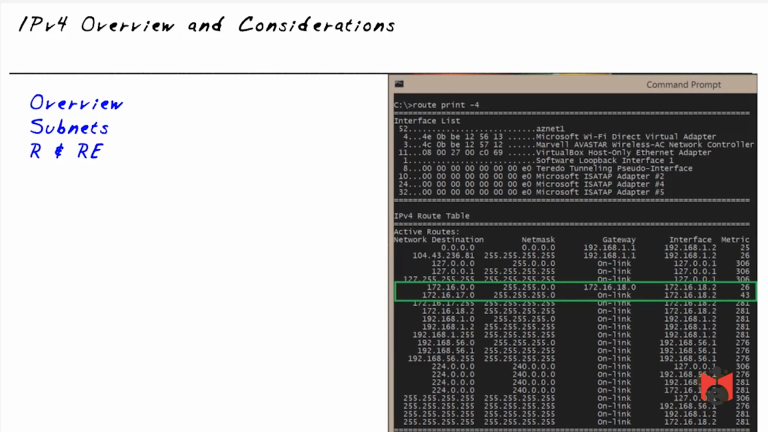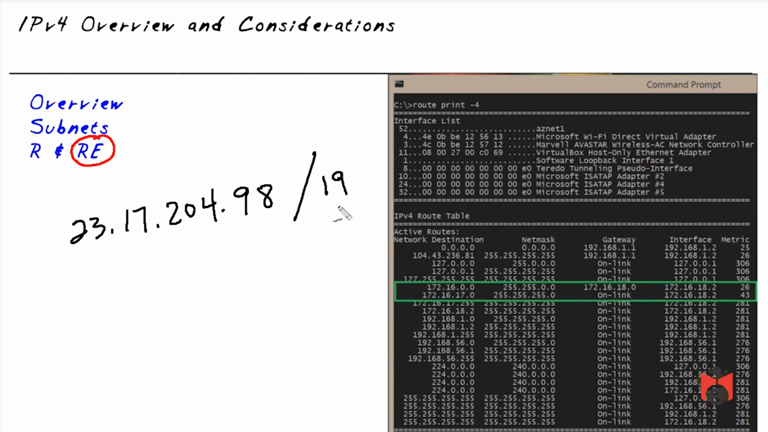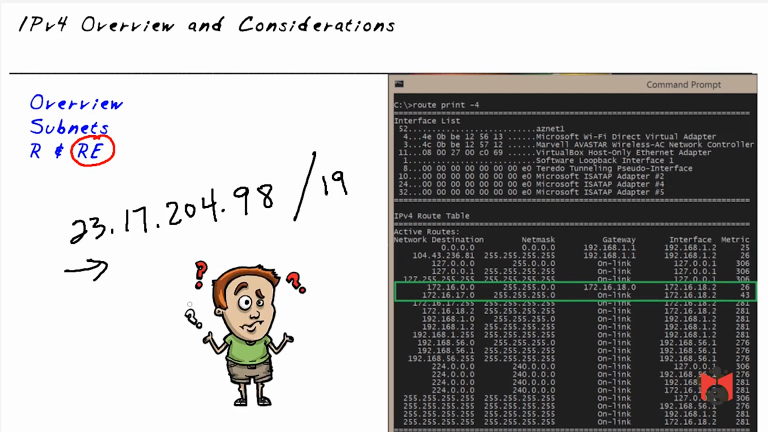Another challenge that comes up is the need to be able to do reverse engineering. For example, let's say we saw a computer and we looked at its IP address, and let's say the IP address was 23.17.204.98, and it had a mask of 19, meaning the first 19 bits of the IPv4 address are representing the network, and the rest is representing the host address. A good question is, what exactly is the network, the subnet, that this host is connected to?